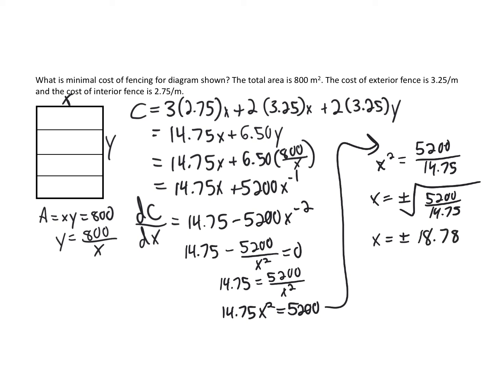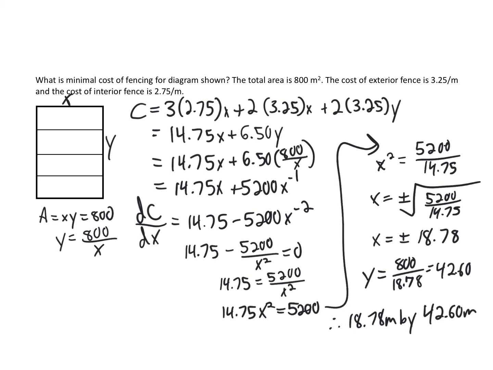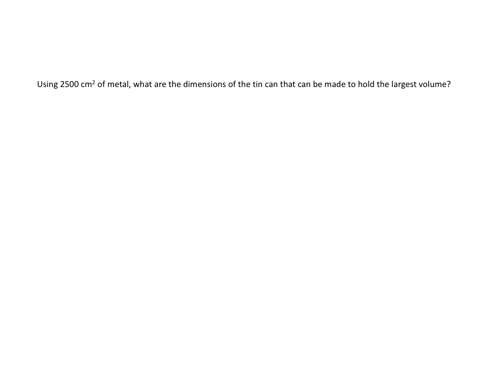Now in this case, we can rule out the negative because it doesn't make sense. We can use the second derivative test, which will give us 1.57 at x equals 18.78, so we know it's a min. From here we can find our y, which is 42.60, so therefore the dimensions are 18.78 meters by 42.60 meters.